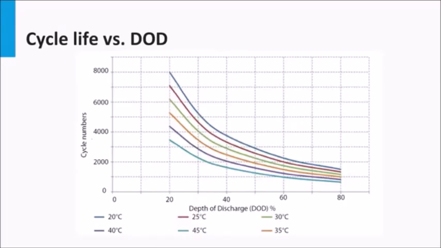This can be seen in the graph shown here for a typical maintenance-free lead-acid solar battery. Clearly, the battery lasts longer under colder temperatures of operation. Furthermore, for a particular temperature, cycle lifetime depends non-linearly on the depth of discharge, or DOD. The smaller the DOD, the higher the cycle life.